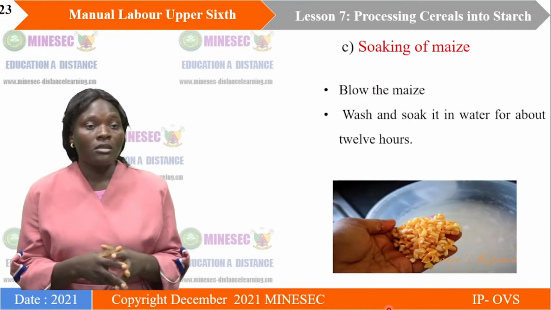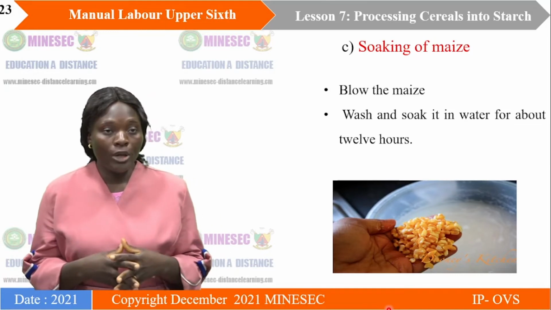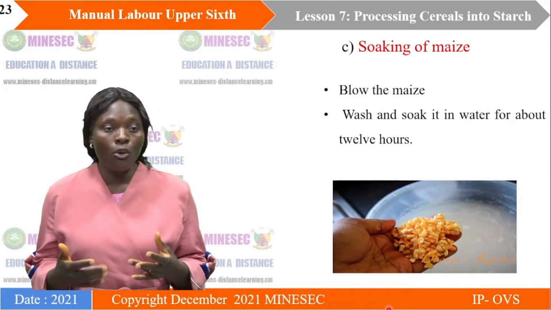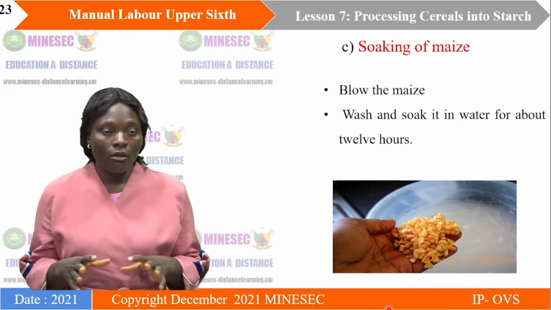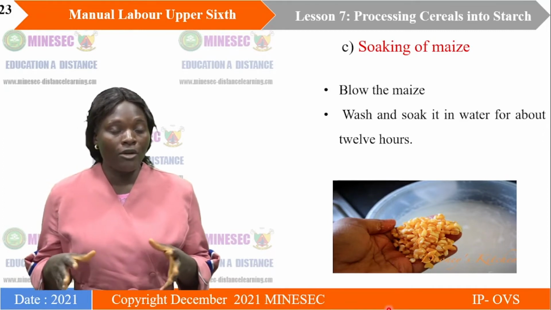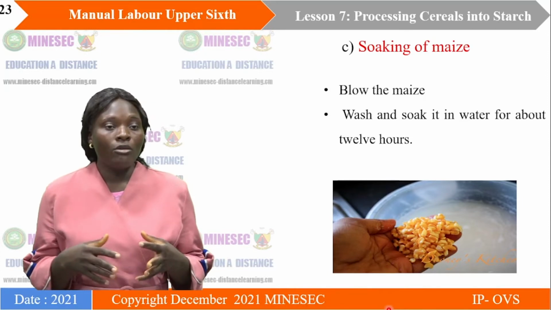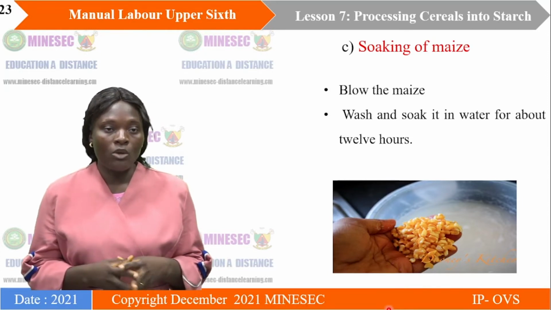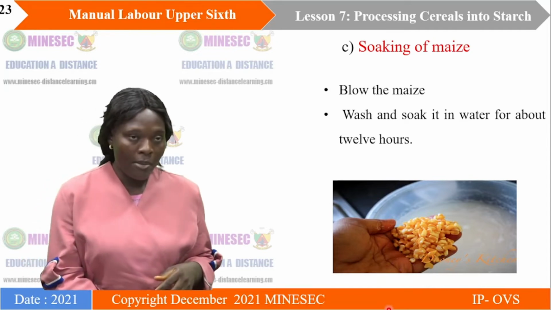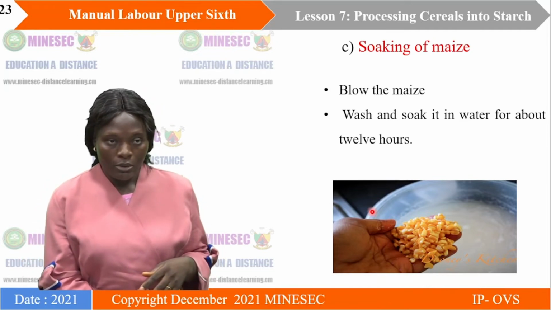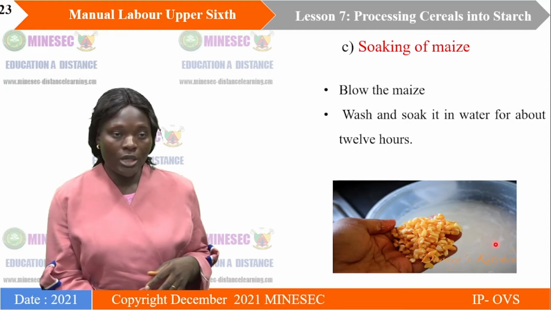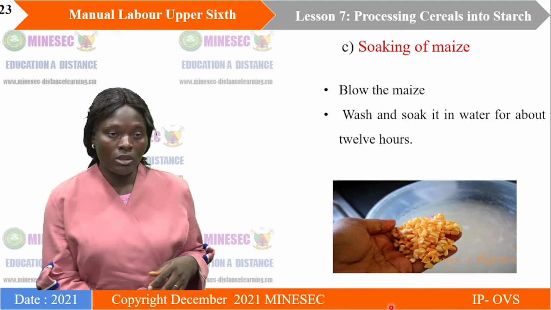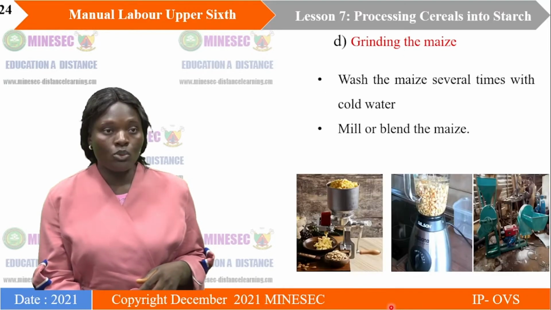The third, or C, is soaking of maize. Before you soak your maize, you have to blow the maize to get rid of dirt. And then you wash the maize before soaking it in water. And you soak for about 12 hours. You can see how the soaking is being done. It has been washed, and then you soak in water for about 12 hours.